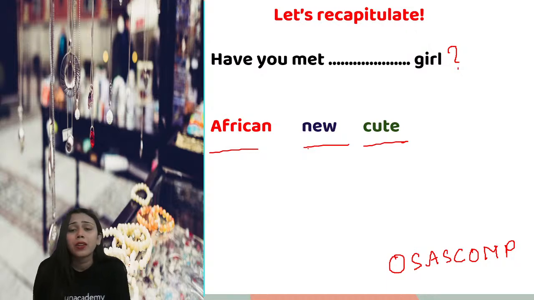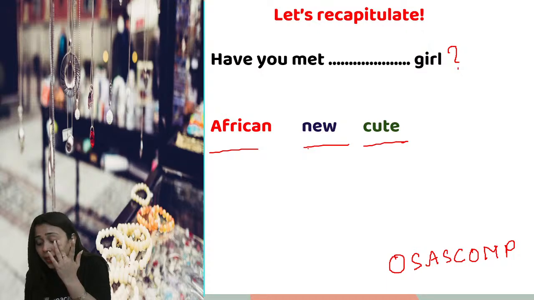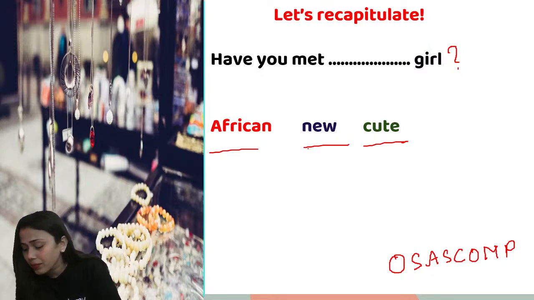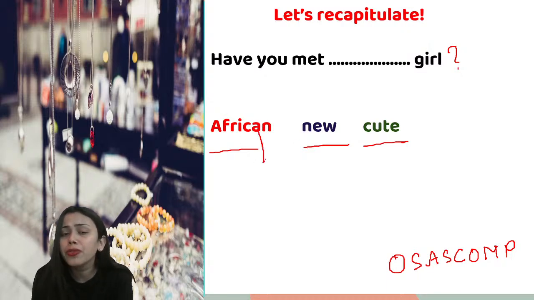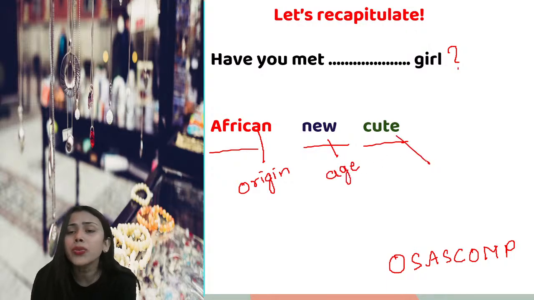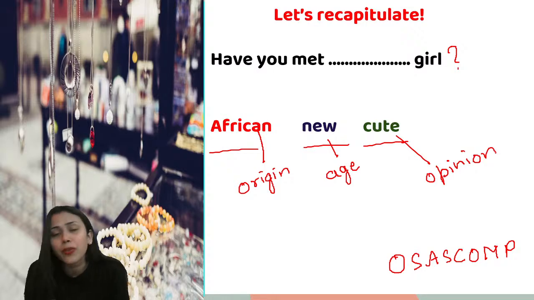First cute will come, or new will come, or African will come. आप कैसे उसको कहाँ पे किसको कैसे लगाओगे, that is your call, because I have to see whether you have learned it or not. So I'm waiting for your answer here in the chat box. Please let me know in the chat box how you're going to arrange these three adjectives. African, we use to describe the origin, right? Origin. New, we use to describe the age of something or someone. Cute, we use to describe opinion. Now you have to arrange them in proper order based on the given acronym. Tell me what will be there. What will be the answer?